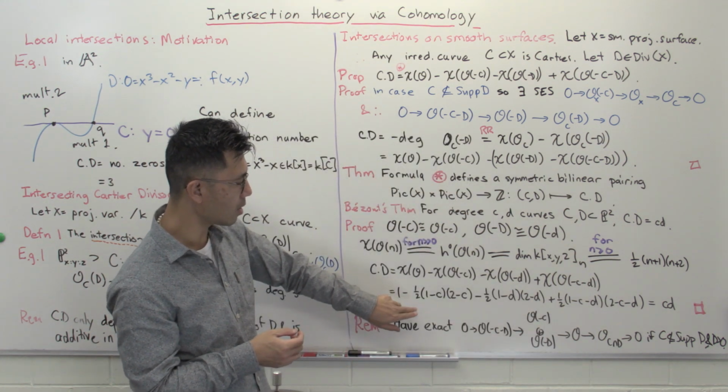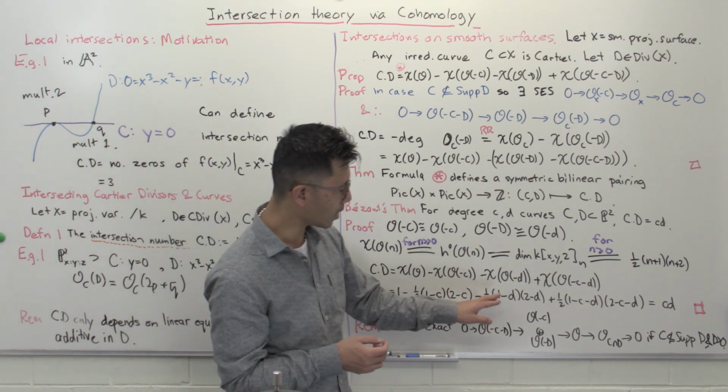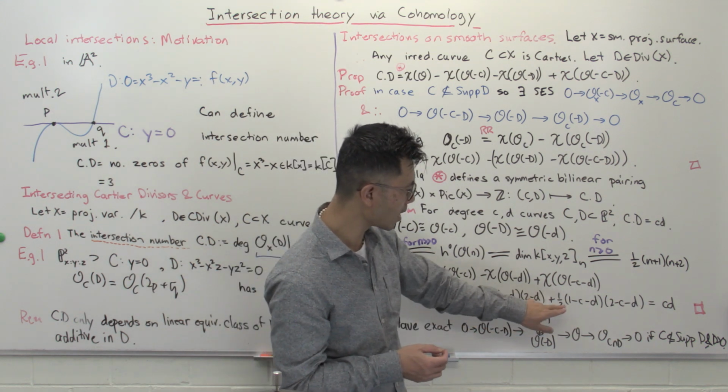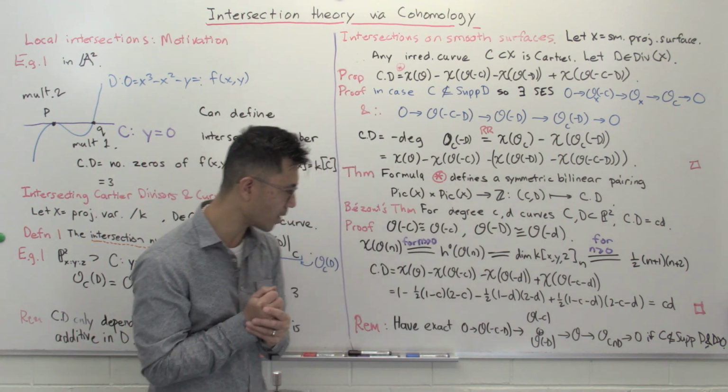You have a 1 here. You get a negative half times 2, so there's a minus 1 here, so they cancel. You'll get a negative half times 2, so that's a minus 1 here, which cancels with this half times 1 times 2, so it cancels with that 1, so there's a 0 constant term there.